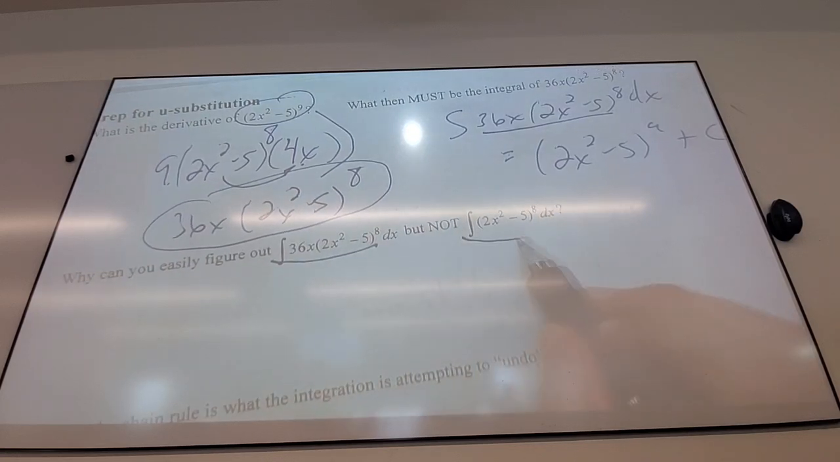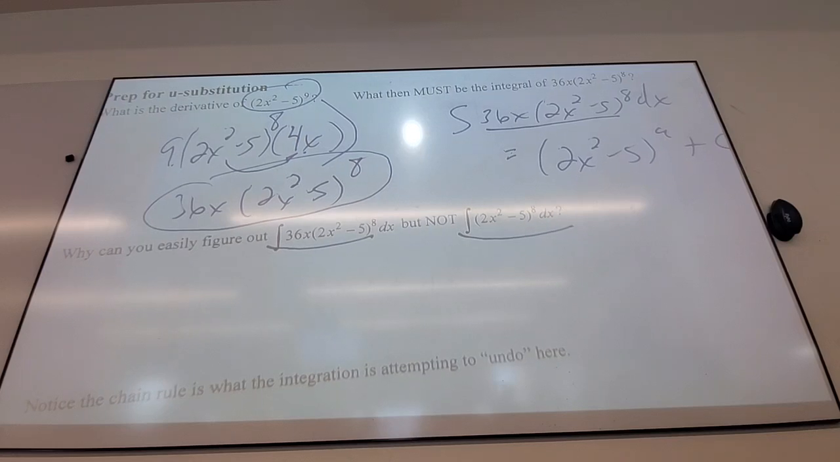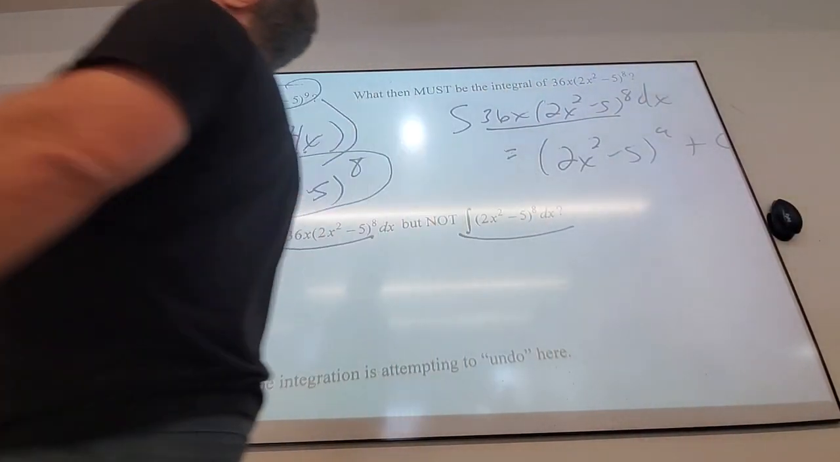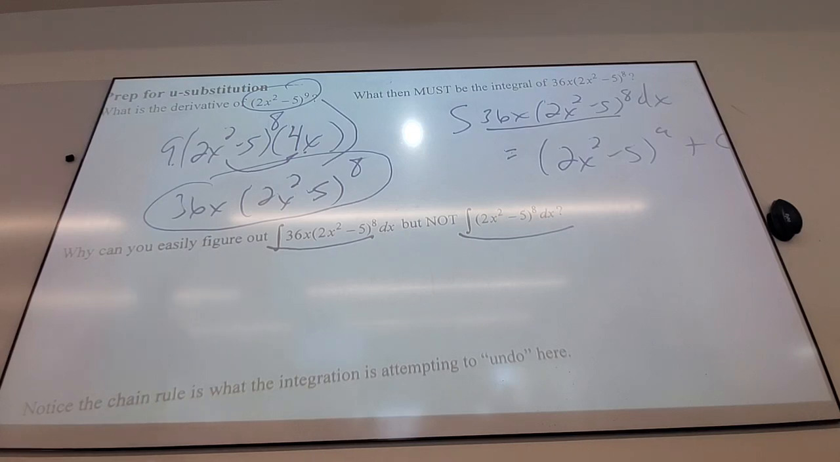Why is this much harder? Because we don't know what function gives us this. What is it missing? The 36x. Where did the 36x come from? What rule? Chain rule. Okay, so this whole process, this U sub, is integration undoing chain rule. Do you all agree with me?